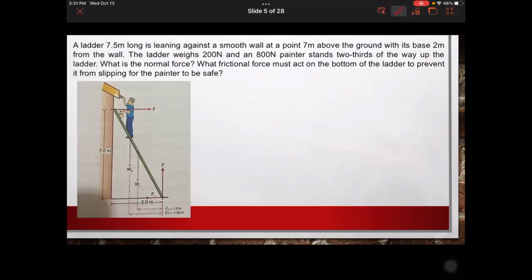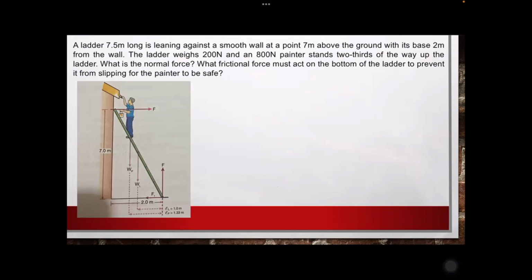Okay, so let's have the yung pag-akyat ng hagdan. Tuturuan naman kayo paano kayo mag-akyat bahay. So, a ladder 7.5 meter long is leaning against the smooth wall at the 0.7 meter above the ground with its base 2 meter from the wall. So, the ladder weighs 200 Newton and an 800 painter stands 2/3 of the way up the ladder. So, what is the normal force? Normal force yung hinahanap natin.